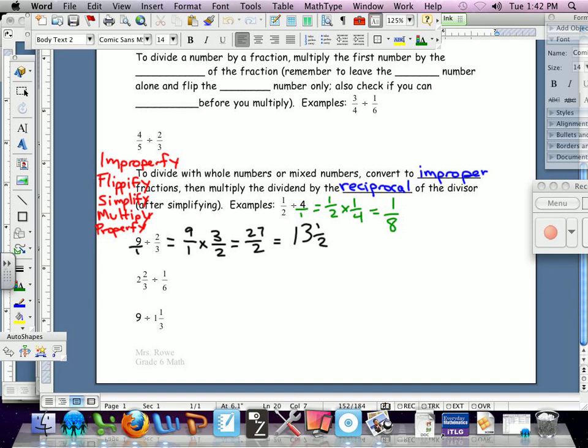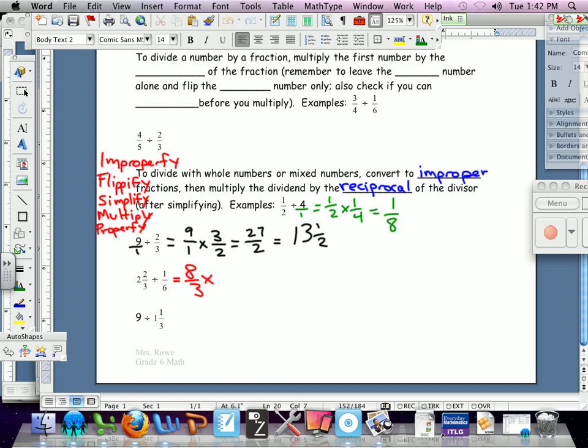Because this next one, when I do my impropify step, I figure out that 2 2/3 is equivalent to what improper fraction? 8/3. And then I already have something flippable. So I've done my impropify step, and at the same time, I can switch it to a multiplication problem because that second number is already flippable.